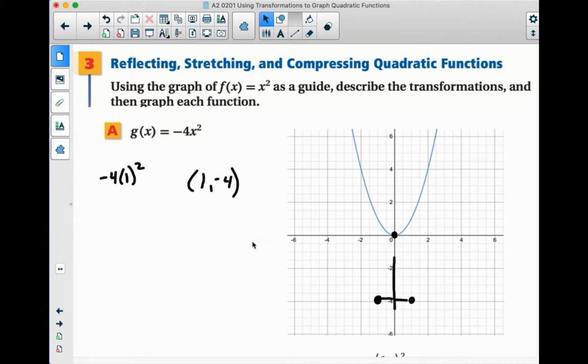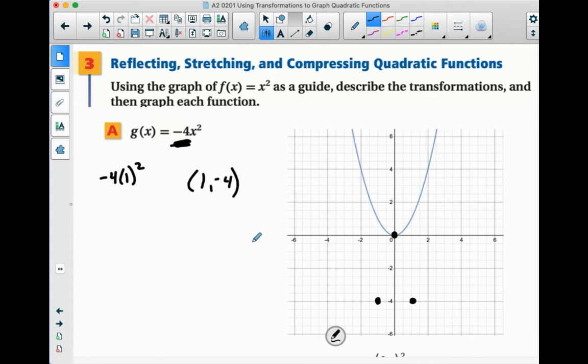Now, why do you think we went down 4 instead of down 1 on this one? I don't know, Mr. Plant. Where would you get a negative 4 in this equation? Oh, right there. That's where we got it. So you can take those steps and just multiply it by that.